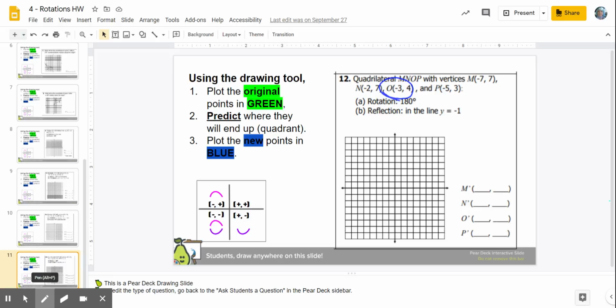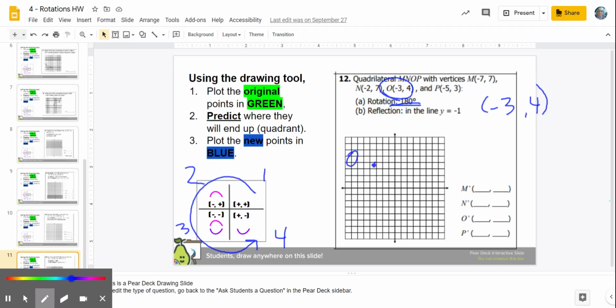O. So we're going to start at -3, 4. 1, 2, 3, 1, 2, 3, 4. What quadrant is that? Quadrant 2. Remember, you label your quadrants like a C. This is 1, this is 2, this is 3, and this is 4. So we're in quadrant 2, and what are we doing? Rotate. Rotating how? That is a great question. How are we rotating?